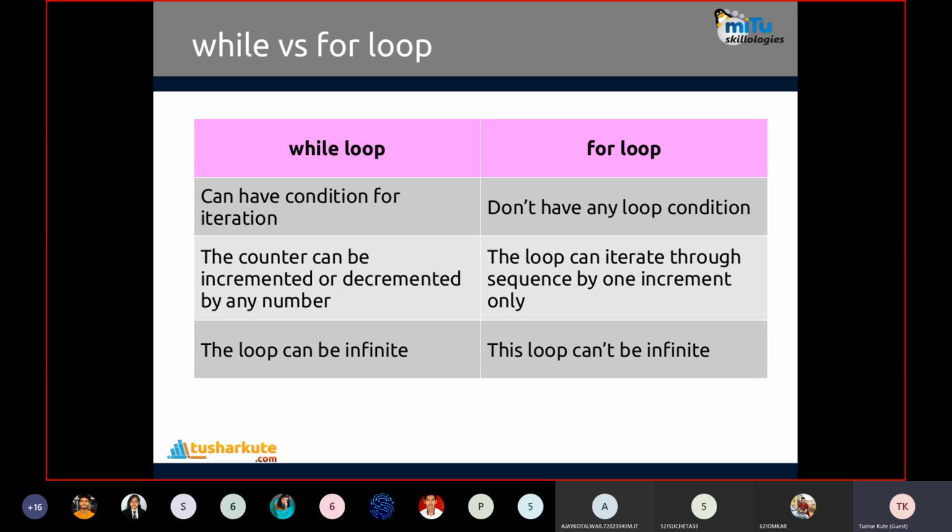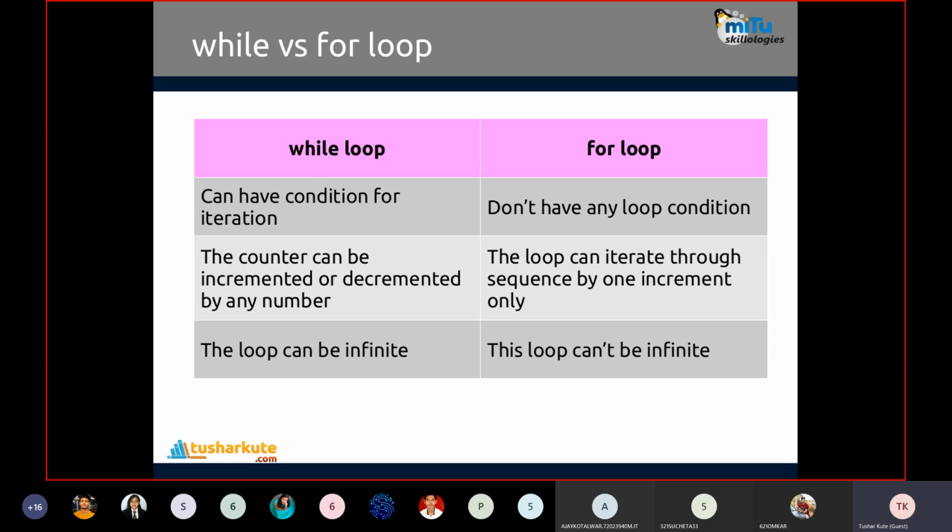There are some differences that I can show between the while and for loops. While loop can have a condition for iteration, and for loop doesn't have any loop condition. Its task is to iterate over a collection or a sequence of elements only. In case of while loop, the counter can be incremented or decremented by any number. We can make use of an increment or decrement statement by which the counter variable's value can be changed. But the for loop can iterate through a sequence by one increment only. So one by one, first one plus one, like that it will go on iterating the contents. That's what the for loop will be.